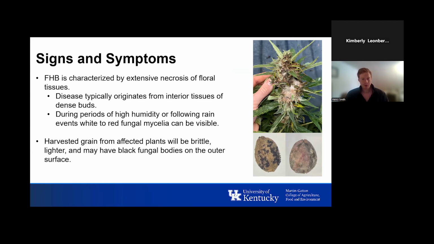And then also on the grain side of things, if you harvest the grain from plants that are suffering from FHB, you may notice symptoms on the grain itself. The affected grain will often be brittle, lighter in color even, and it might have blue to black fungal bodies on the outer surface. That is the fungal perithecia, a survival structure the fungus is making. And you may also see that white to red fungal mycelia as well, as you can see down there on the bottom right.